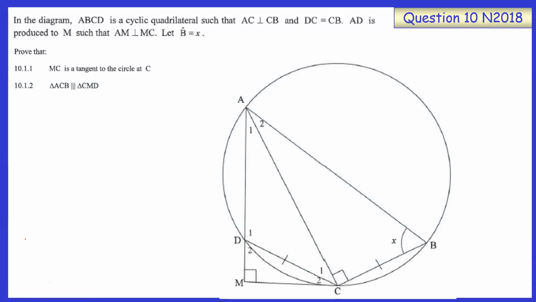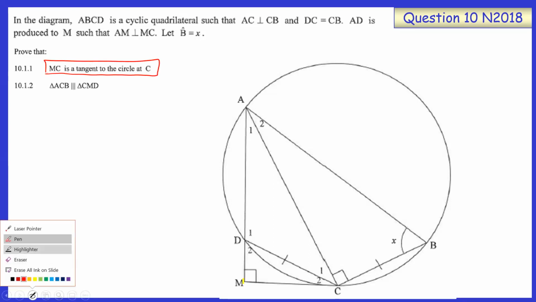Okay, coming to the question at hand. We want to prove that MC is a tangent to circle C. Looks like a tangent. Surely it will be a tangent. But how do we prove that it's a tangent? You tell me now. So we can start off by saying A2 is 90 minus X.